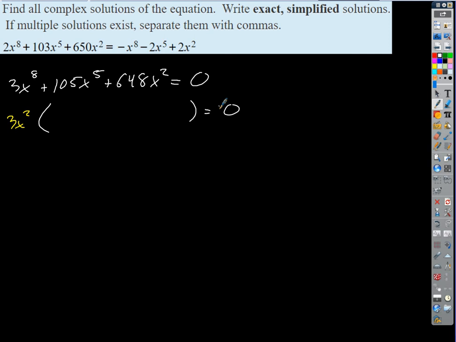So what's left behind if I factor out a 3x squared? From the first term I get x to the 6th. Second term, 21x squared.